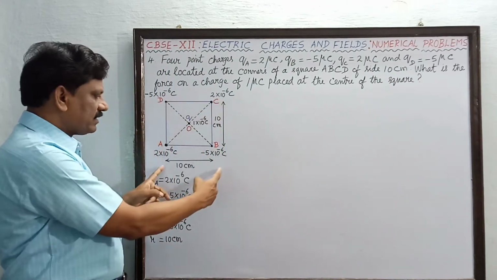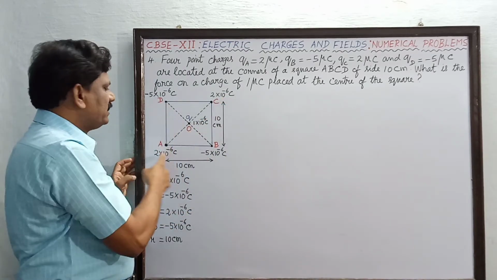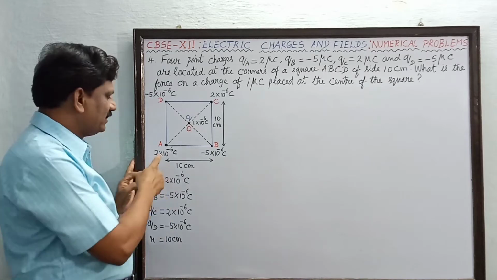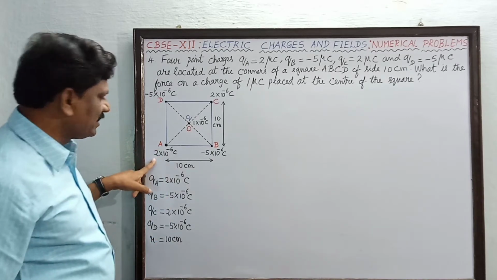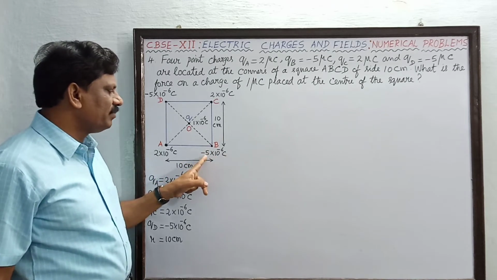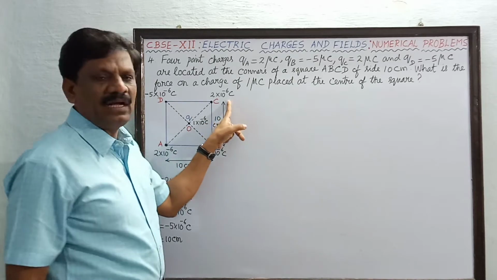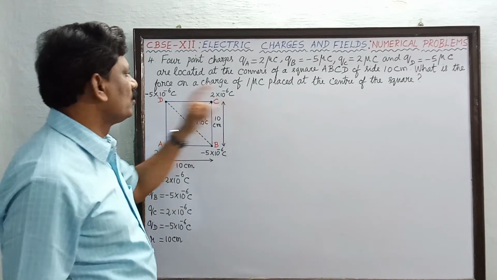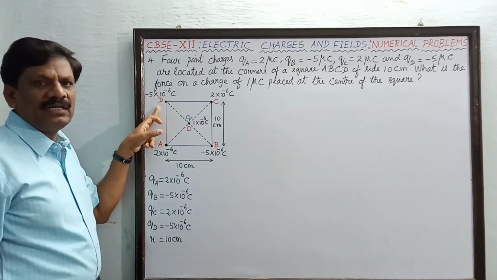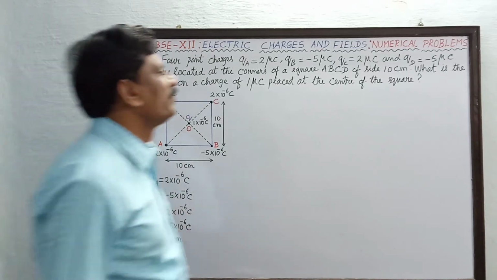So you can see here a square ABCD whose side is equal to 10 centimeter. At each corner you can see one charge is placed. At A, a positive charge 2 microcoulomb. At B, a negative charge minus 5 into 10 power minus 6 coulomb. At C, another positive charge of 2 microcoulomb. And at D, a negative charge minus 5 microcoulomb.